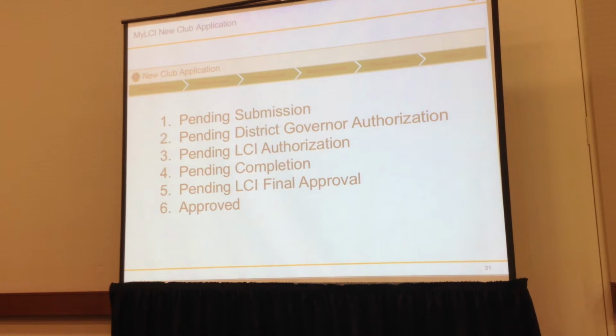Now we're going to go into the new club application process, which was newly implemented this past fiscal year. What we allow is club officers, the president or secretary of a sponsoring club, to add their club using MyLCI now. So there are 6 stages in the new club application. The first one is pending submission. The next one is pending district governor authorization. The third one is pending LCI authorization. Fourth is pending completion. Fifth is pending LCI final approval. And the last stage is approved.